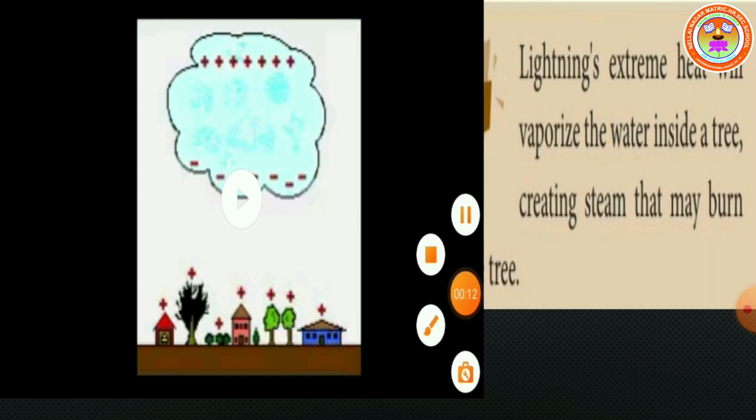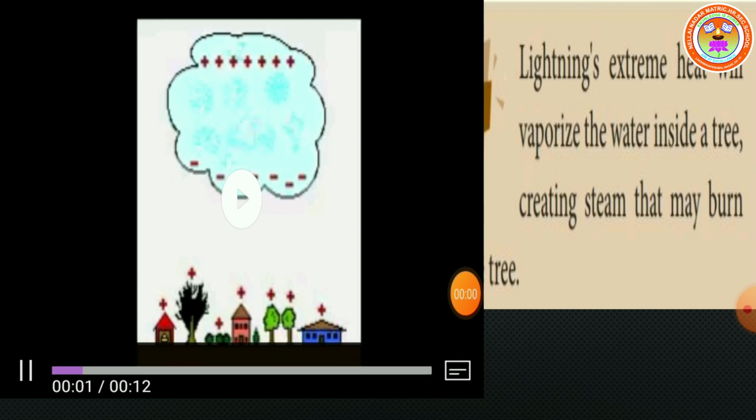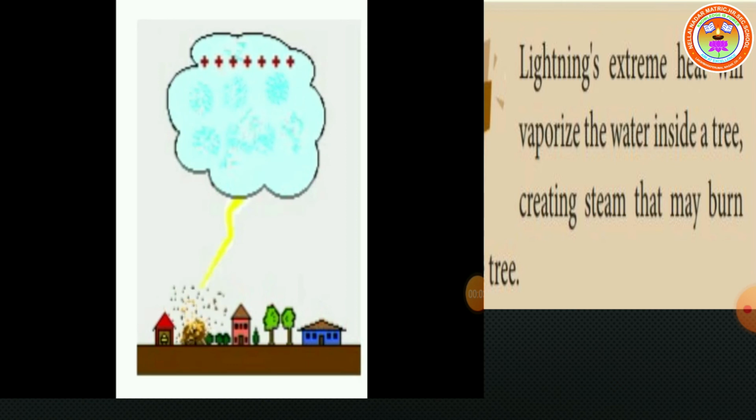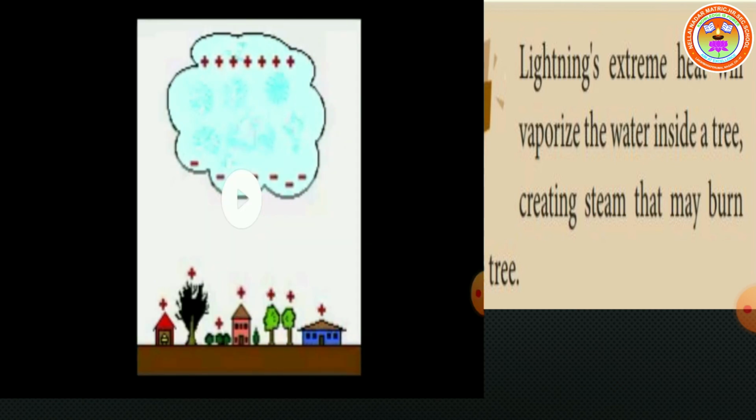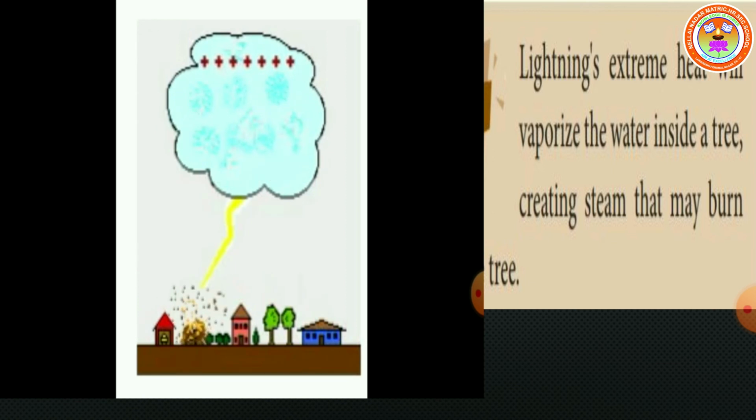Lightning's extreme heat will vaporize the water inside a tree, creating steam that may burn out the tree.